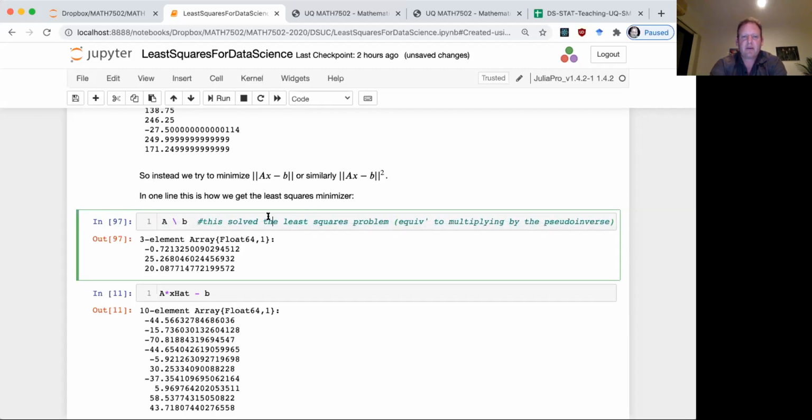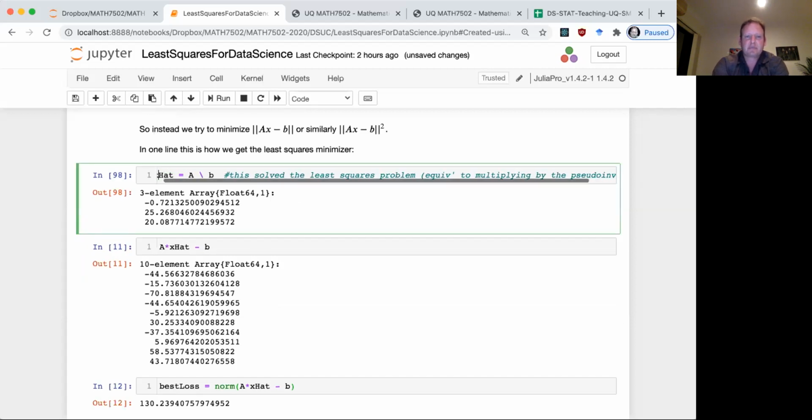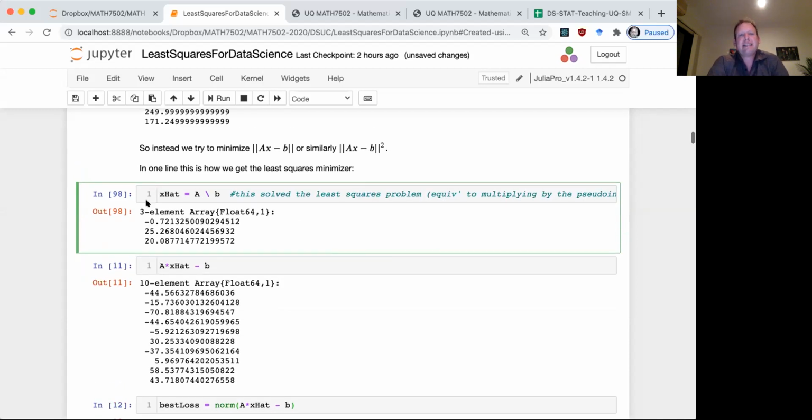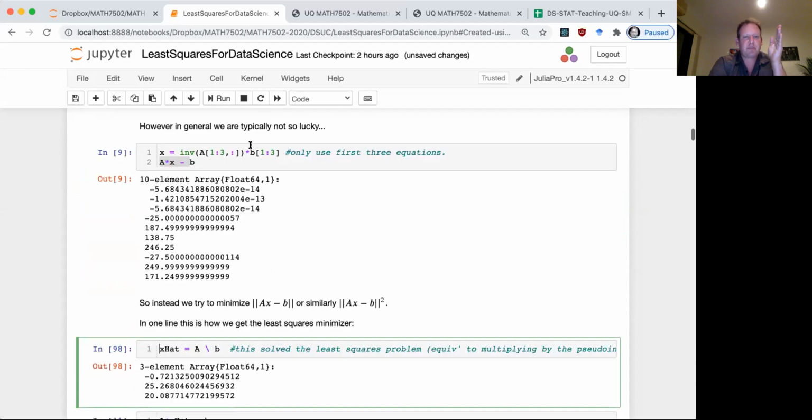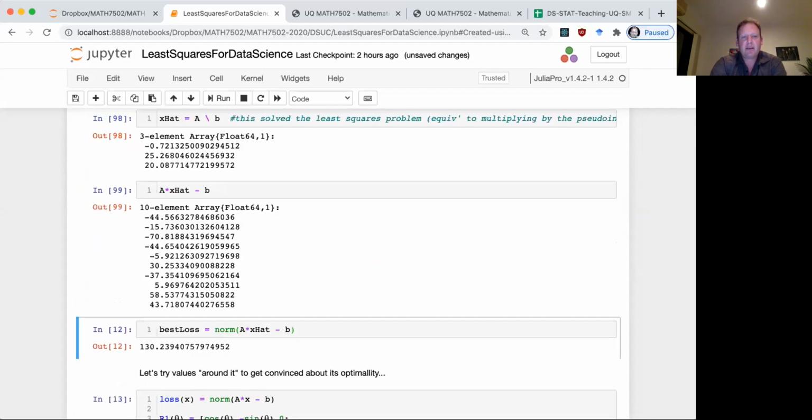Okay, so basically this x hat here, some people would call this the least squares solution, but just keep in mind it's a solution to the optimization problem. It's not the solution to the system of equations. Because if I now do A x hat minus B, what we're getting here are the deviations. Well, we see we didn't manage to fit all the equations exactly.